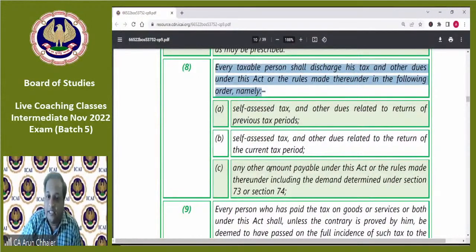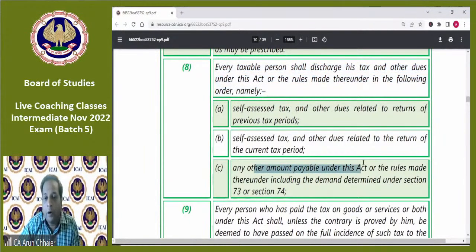Self-assessed tax and other dues related to the returns of the previous tax period. Self-assessed tax and other dues related to the return of the current tax period. So they are saying, self-assessed tax and other dues relating to the returns of the previous tax period, then current tax period, then any other amount payable under this Act, including the demand determined in 73 or 74.